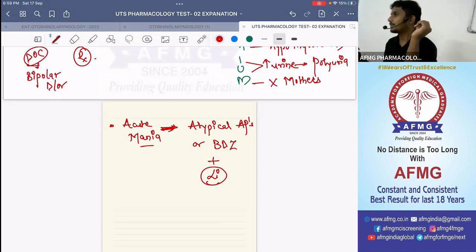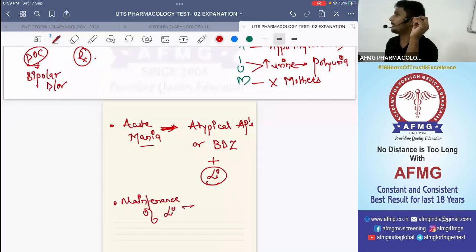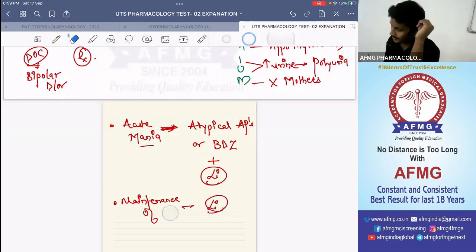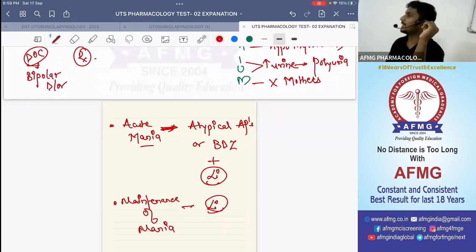If they ask you bipolar disorder, definitely your answer should be lithium. And if they ask you for maintenance of mania, again the answer should be lithium. Maintenance of mania means mania is now controlled. Now what do you give? Now your answer should be maintenance of mania. Okay? Maintenance of mania, that is lithium. No issues with this, anybody?